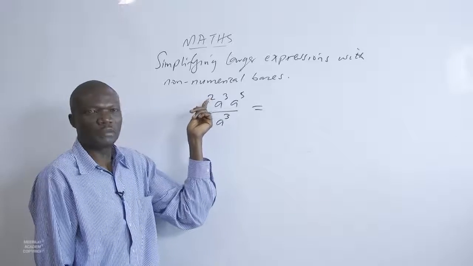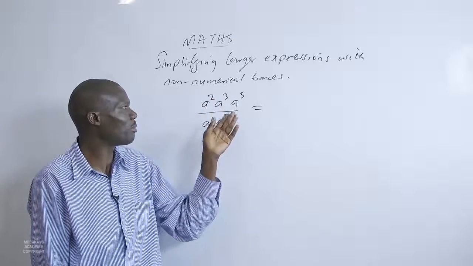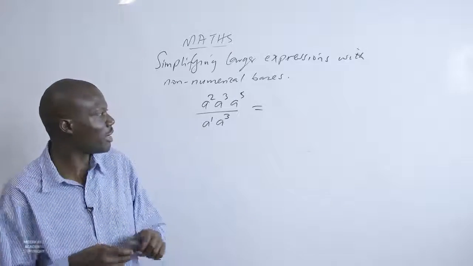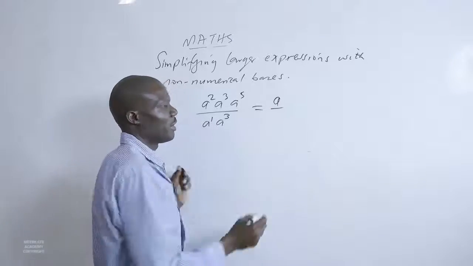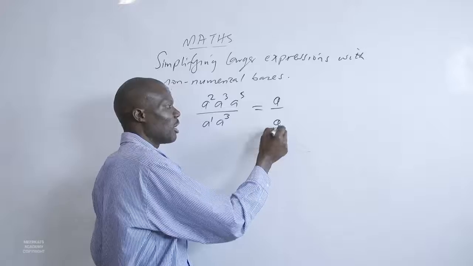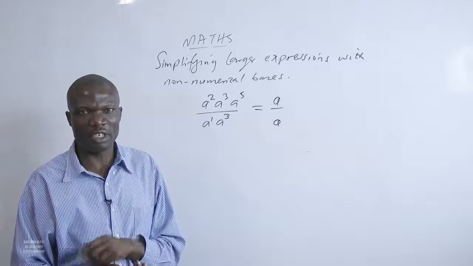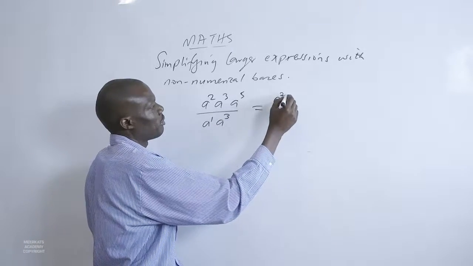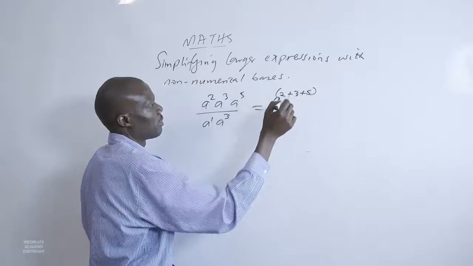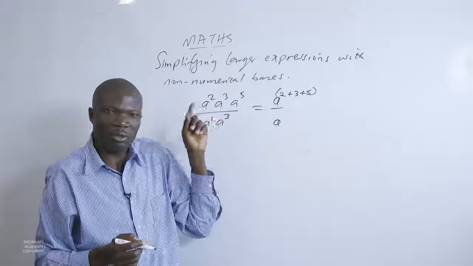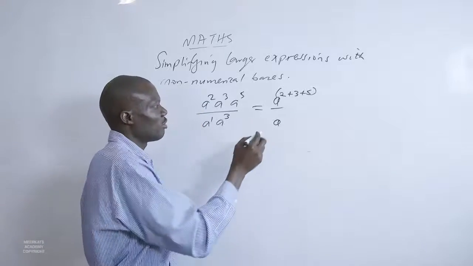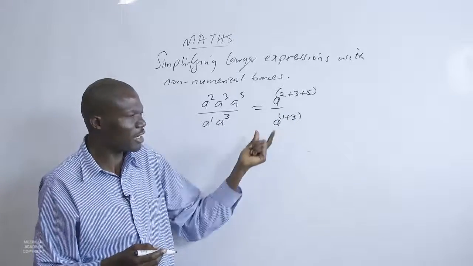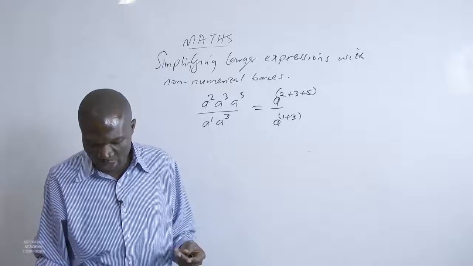Now, a power 2 times a power 3 times a power 5 divided by a power 1 times a power 3. What is the base? For the numerator, the base is a. For the denominator, the base is also a. But what are the indexes or the exponents for a? Because it's a multiplication here, it is a to the power of, add the powers, 2 plus 3 plus 5. And the denominator is 1 plus 3. This is the same way we apply it to those which had numerals as their bases.